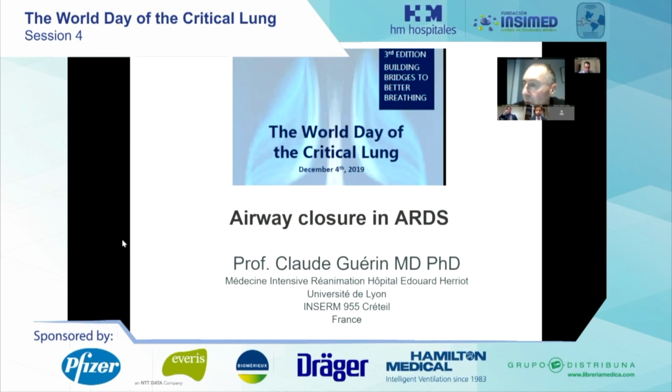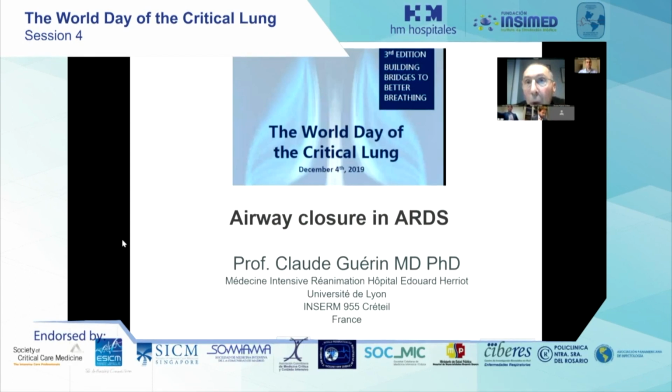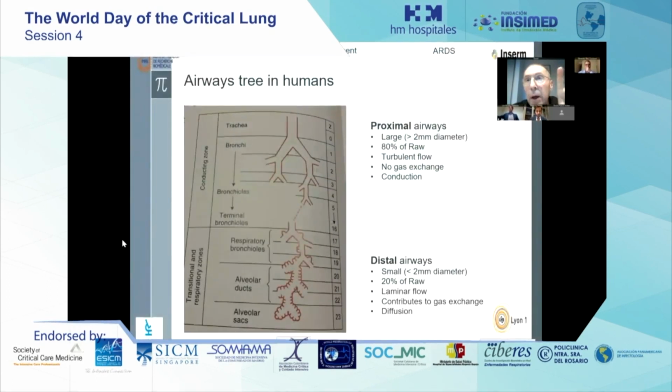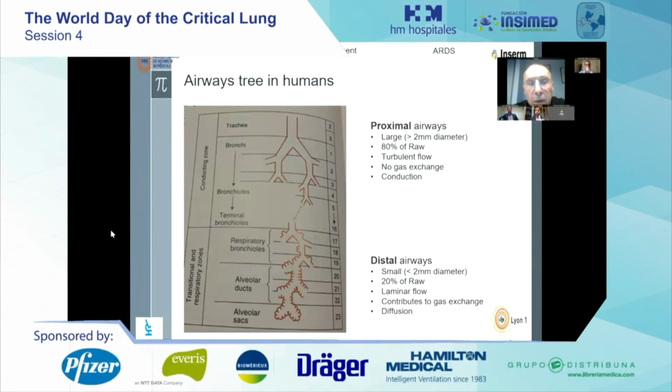Okay, sorry. So I'm very happy to discuss airway closure, a topic which has received little attention, but we have recent data that are going to redraw our attention to this potentially very important finding. First of all, I would like to make a very brief reminder about the assessment of airway closure in humans. Here you have a very well-known representation of the airway tree in humans. You have two kinds of airways, proximal airways, which are large and represent 80% of the airway resistance.